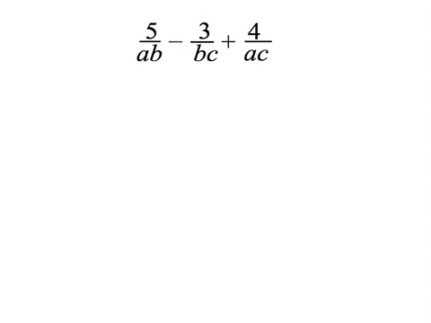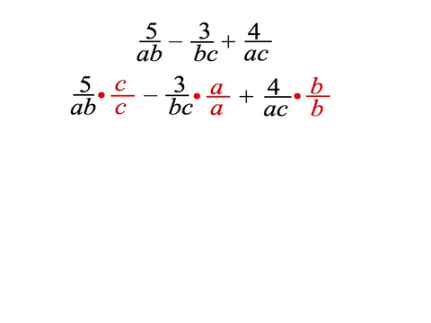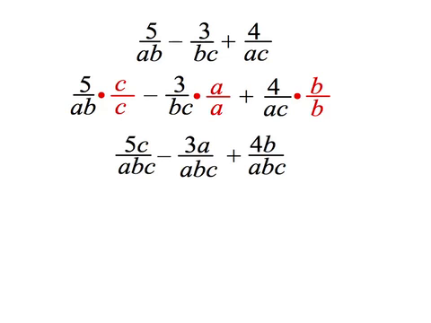Here's one. The denominators all contain variables. One is an AB, one is a BC, and one is an AC. So, of course, I hope you figured out the common denominator is ABC. The first one multiplies by C over C, the middle one by A over A, and the last one by B over B. This is what we get.